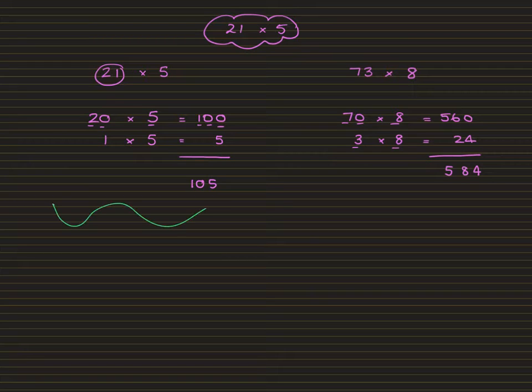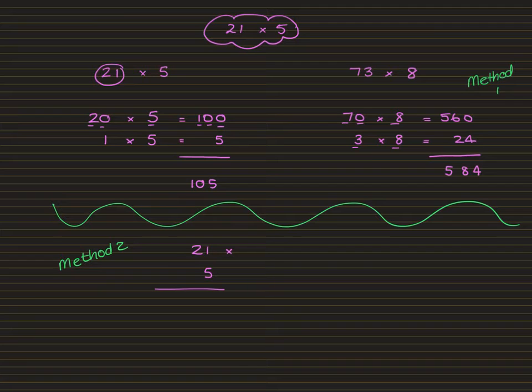But there's actually another way of doing it. So that's method 1. Let's look at another way of doing it. It's not necessarily another way, it's just setting it out differently. I can set it out like this, 21 times 5. I multiply the 5 with the 1, and I get 5, and the 5 with the 2, and I get 10. And do I get the same answer? I certainly do.